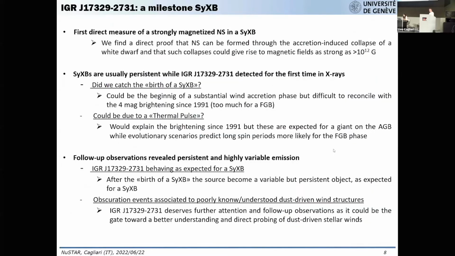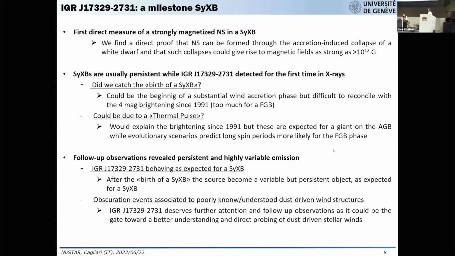So summarizing the status of this source, we call this a milestone symbiotic X-ray binary. First of all, because it showed for the first time the presence of a strongly magnetized neutron star, 10 to 12 Gauss or so, meaning that, as of today, we can say that the accretion-induced collapse of a white dwarf should be able to form such strong magnetic fields.